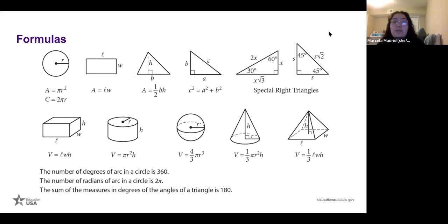And at the bottom is some important information about the degrees of an arc in a circle, the radians of an arc in a circle, and the sum of the measures in degrees of the angles of a triangle is 180. It doesn't give you that for a square, but for a triangle. So keep in mind that you will have this information in case you just blank out on the test, but it's information you should already be really familiar with and should be able to reproduce without looking back at this formula when a question asks for, let's say, the volume of a sphere.